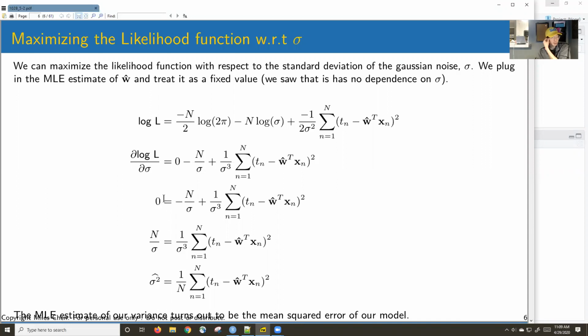I set that equal to 0 and solve for sigma. I add n over sigma to both sides, multiply both sides by sigma cubed, and divide both sides by n. The value of sigma squared that maximizes this is going to be this quantity. And what is this quantity? It is equal to the mean squared error of your model.